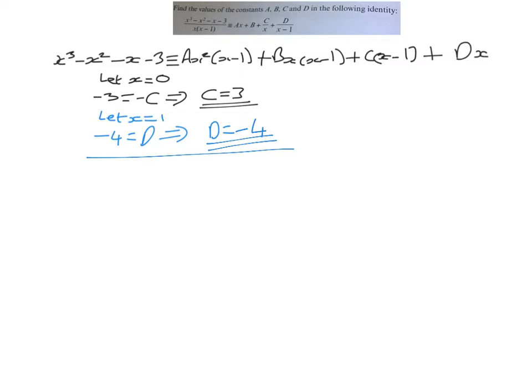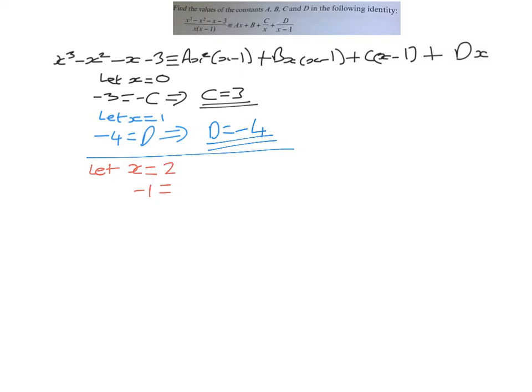Now we need to do some more substitution. I'll do this in a different colour just so hopefully it's a bit clearer. Hopefully you can see red okay. Let's let x equal 2. I'm going to use a positive number, it's just a bit easier when I'm substituting. So I've got 2 cubed is 8, minus 2 squared, which is 4, so 8 minus 4 minus 2 minus 3. Should get negative 1 on the left-hand side.